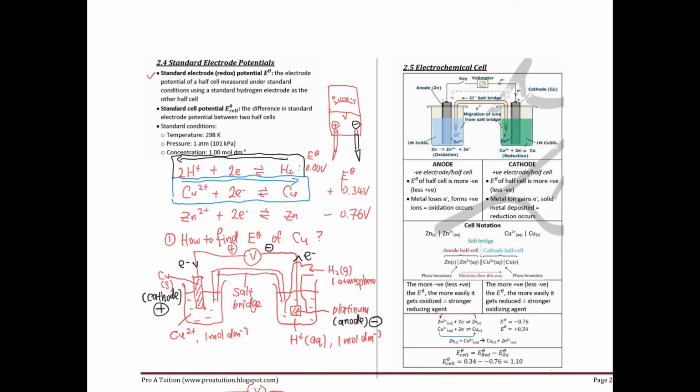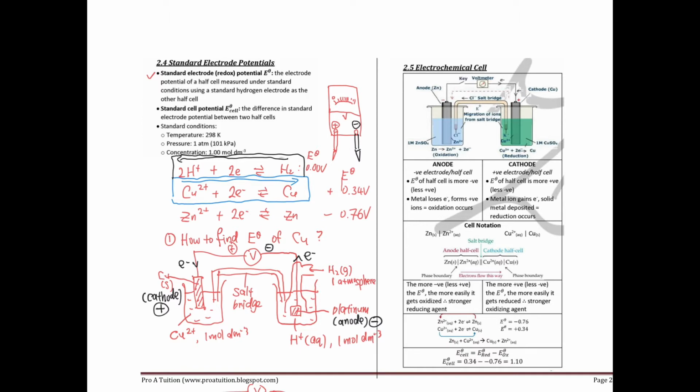The next point that we are going to go through is standard cell potential, E theta cell. There is a difference between E theta cell and E theta. For E theta, let's say in this diagram here, half of the cell is the copper and copper 2 plus, and the other half cell is the standard hydrogen electrode. So we must use the standard hydrogen electrode as one of the half cells.